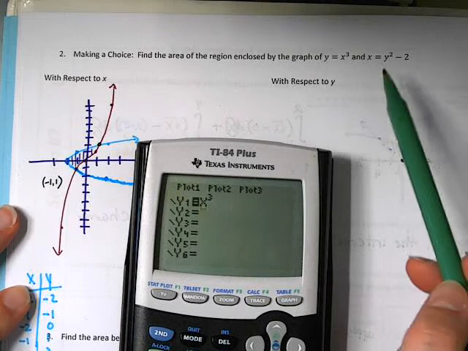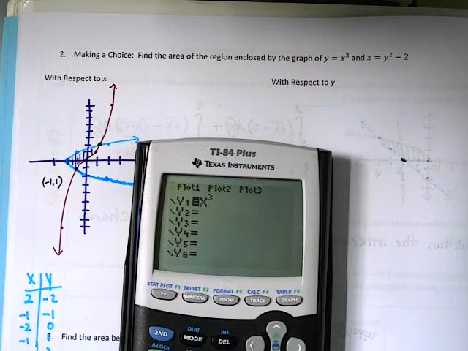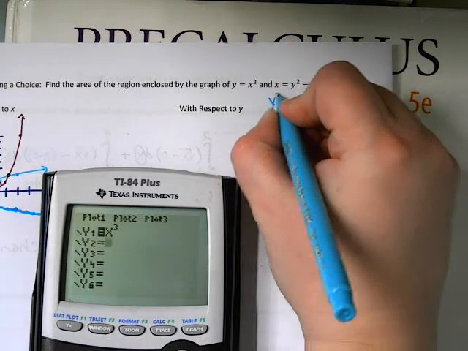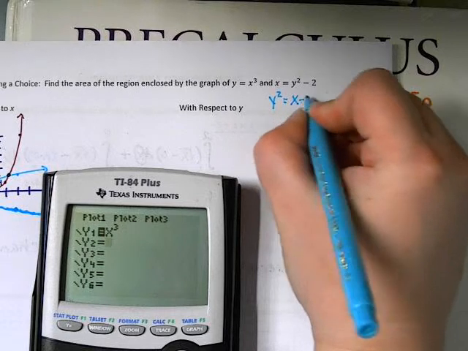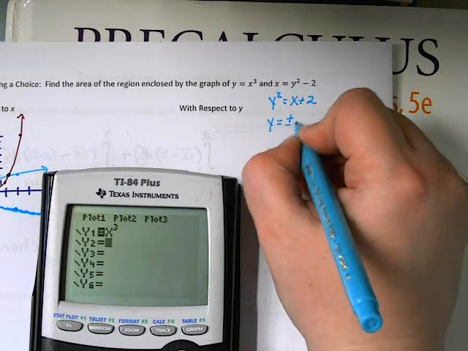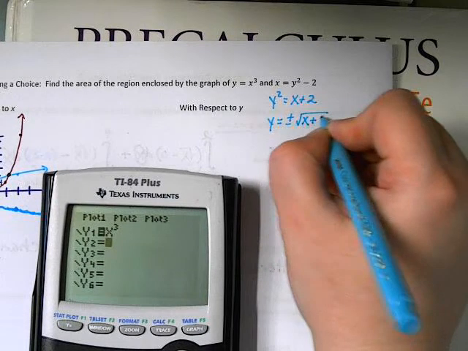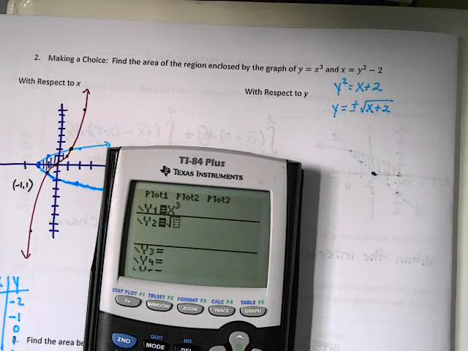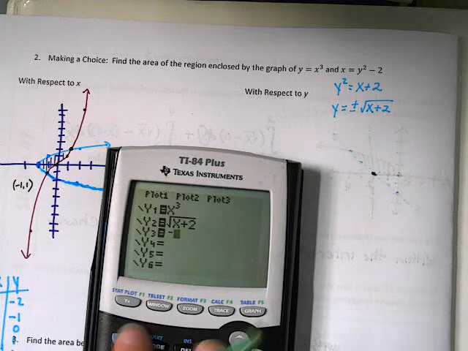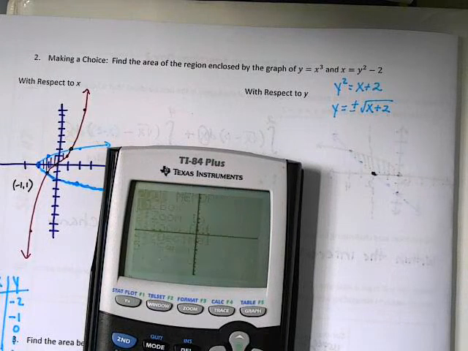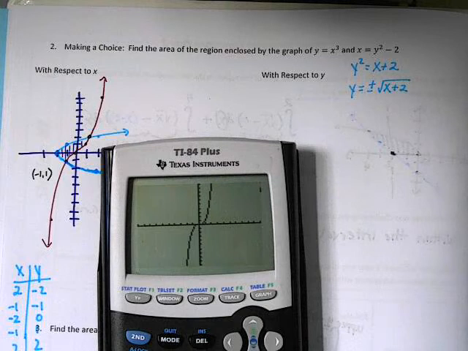Now, for x equals y squared minus 2, I need to isolate y first. If I add 2, I get y squared equals x plus 2. Then I need to take the square root, so I need plus or minus the square root of x plus 2, because that's actually the blue curves that I graphed there. So I'm going to enter the square root of x plus 2 and the negative square root of x plus 2. We'll do our standard zoom there and make sure my graph is correct. Okay, we are good to go.